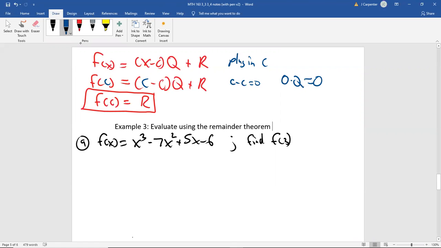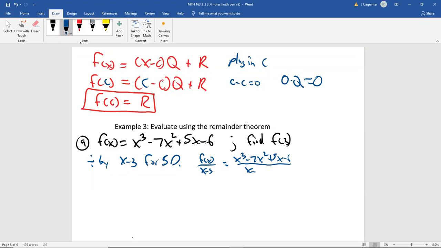Let's prove it with the synthetic division. So we're going to divide by x minus 3 for synthetic division. So this is the problem that we're doing. We're taking what we originally had and dividing it by x minus 3, which is x cubed minus 7x squared plus 5x minus 6 all over x minus 3.